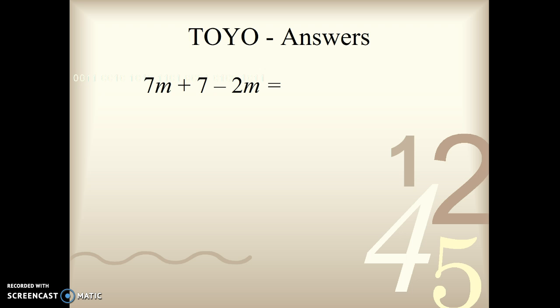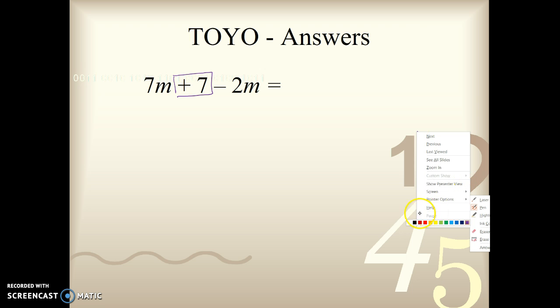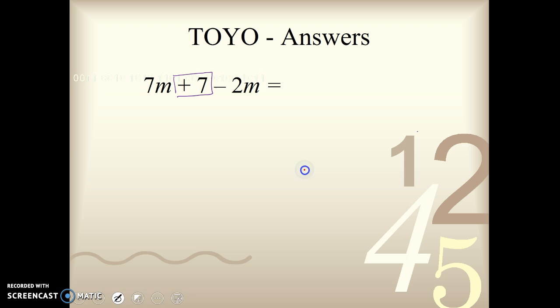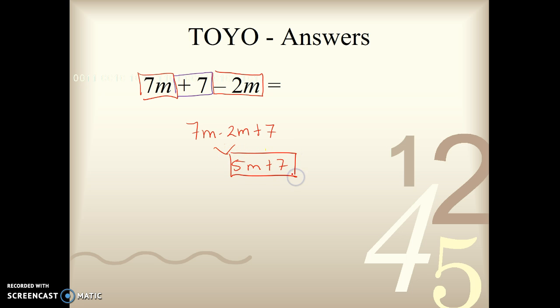All right, same thing here, 7m plus 7 minus 2m. I'm going to box like terms in the same color. And then I'm going to rearrange. And then I'm going to add and subtract. 7m minus 2m is 5m. Can't add that 7 anywhere, so it just stays like that.